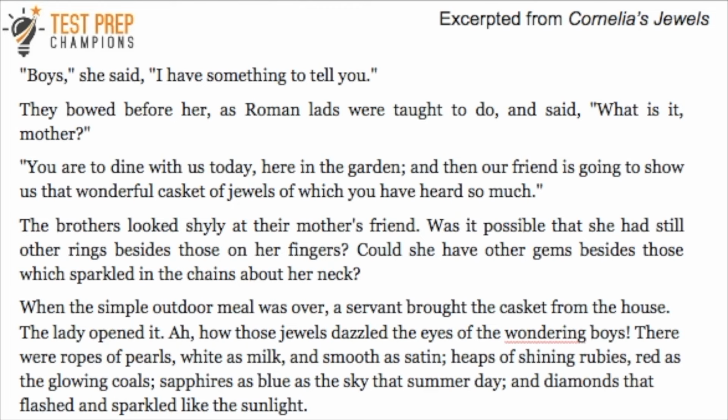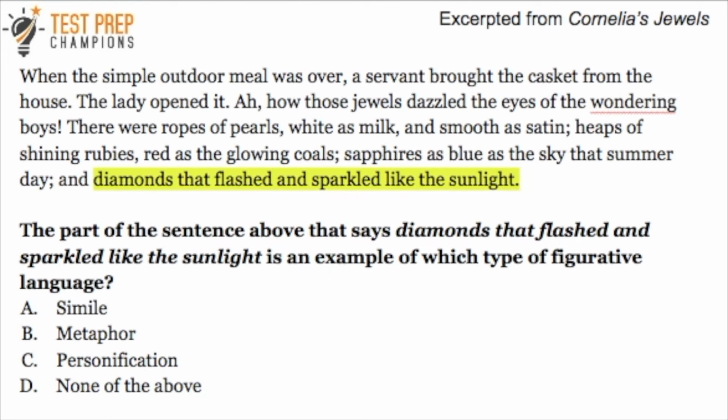And again, this red line here is just a mark my computer is making, so just ignore that. It doesn't have to do with the passage. The question is, the part of the sentence above that says diamonds that flashed and sparkled like the sunlight is an example of which type of figurative language? Is this A, B, C, or D? Now is your chance, if you'd like to pause the video, try to figure this out, take all the time you need, and whenever you're ready, we'll go over the answer.